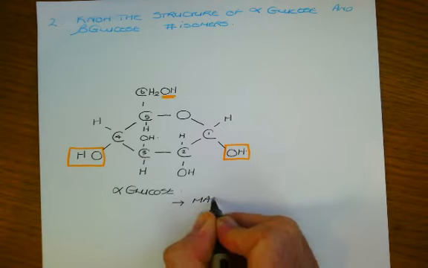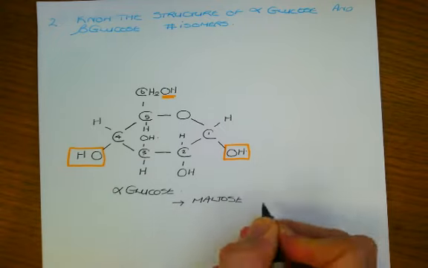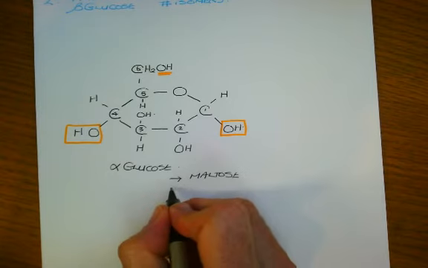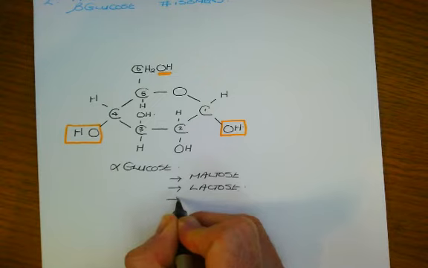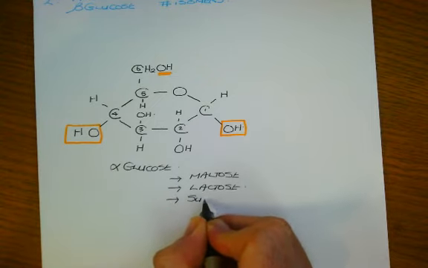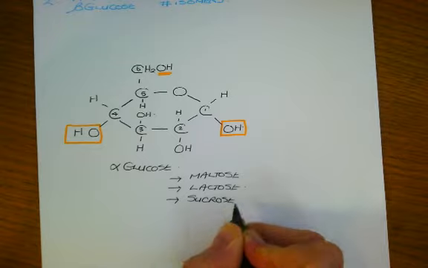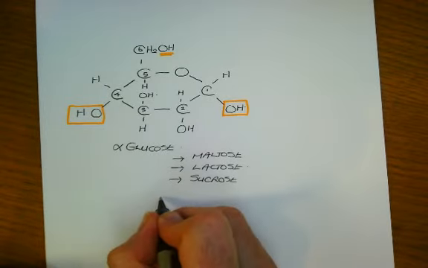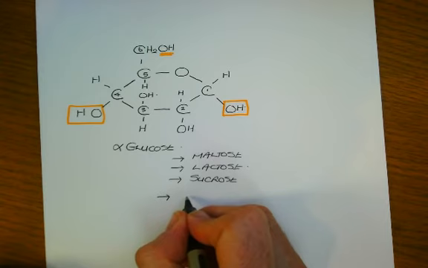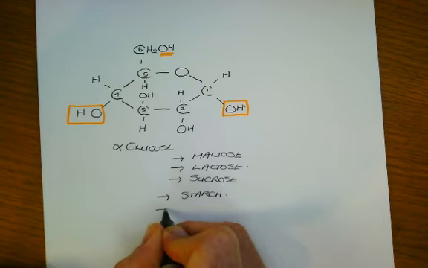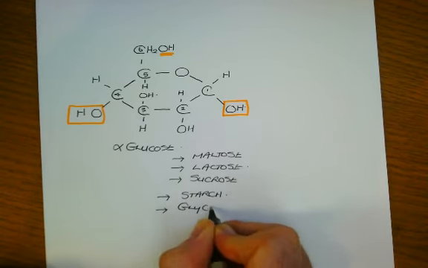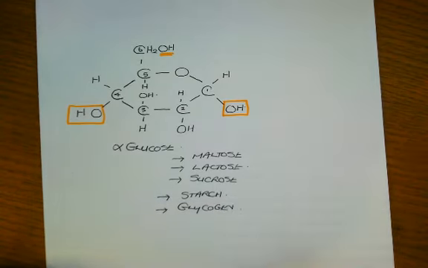It is the monomer involved in the formation of maltose, a disaccharide. It's involved in the formation of lactose, another disaccharide. It's involved in the formation of sucrose, another disaccharide. Then it's involved in the formation of starch and glycogen. So it's a really important carbohydrate.